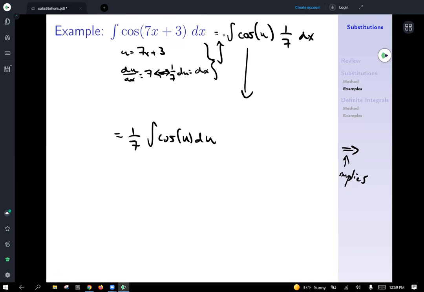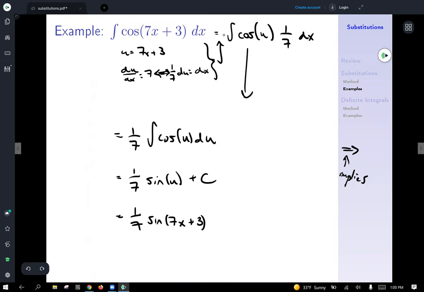I'm just kind of reviewing integral rules, that you're allowed to pull the constant value through and then do the integral. Well, what has derivative cosine? Sine has derivative cosine, and sine's derivative is positive cosine. So you don't have to worry about the negative signs, plus C. So we end up with 1/7 sine of, let's reverse our substitution. We don't want this u in there. So sine of 7x plus 3 plus C.